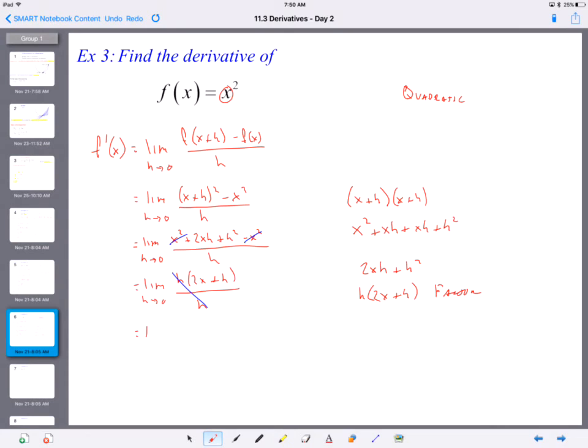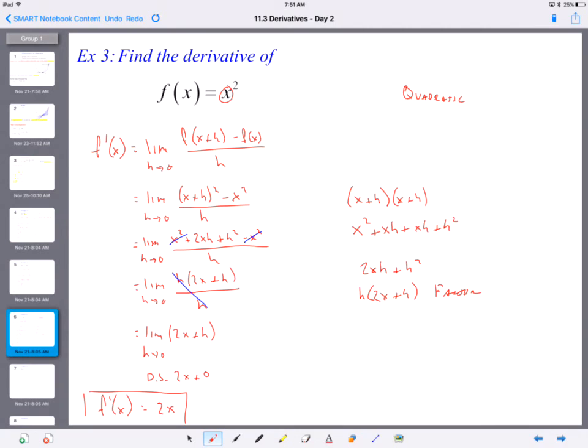So now that I've done that, we have the limit as h approaches 0 of 2x plus h. Well, now we can do our direct substitution. Plug the 0 in. We get 2x plus 0. So the derivative of x squared is equal to 2x. Now remember, the limit's gone because we've done our direct substitution to identify what it is at 0. So at the very end, we're not writing the limit anymore. The derivative is equal to 2x.